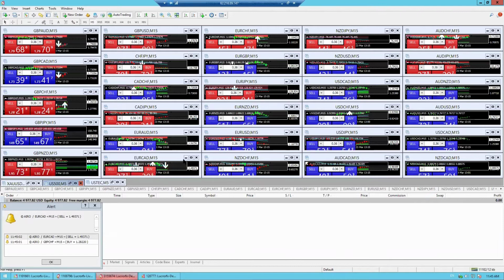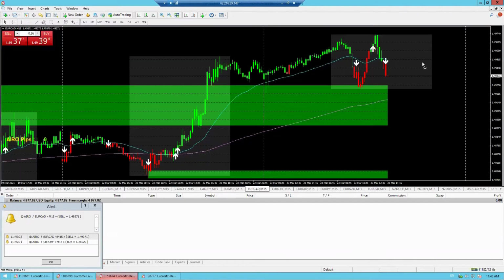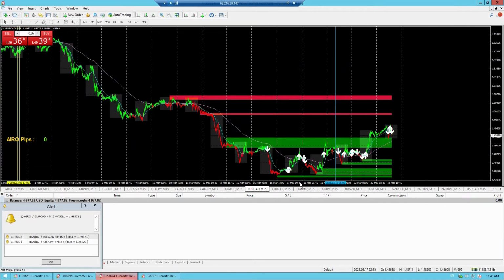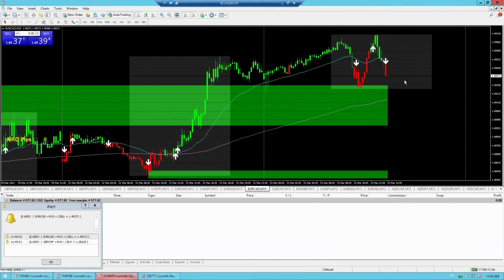EuroCAD, down here, have an alert. We have a down arrow. Scroll back, see whether it's an up or down trend. Looks like it's an uptrend with a down arrow, and we're getting very near the zone, so not much there on that one.